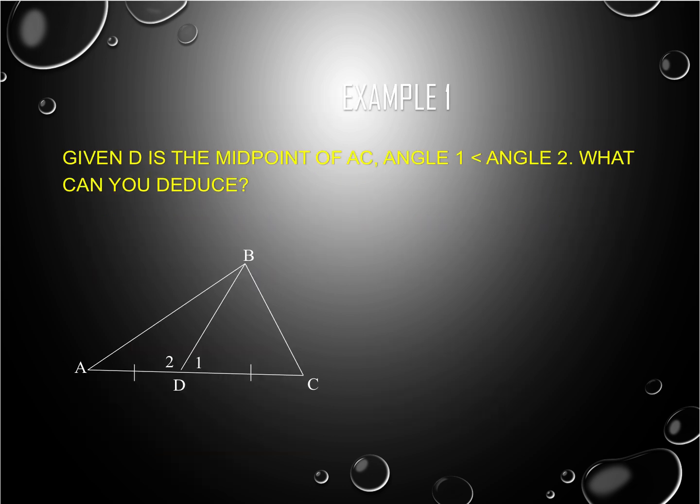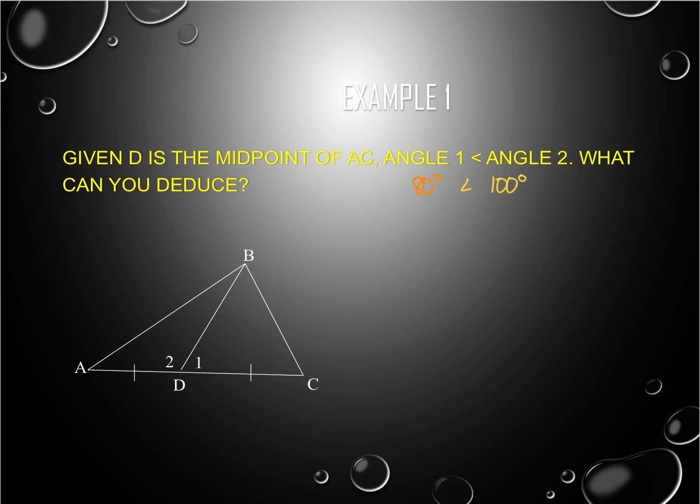All right, looking at example number 1, it says, given D is the midpoint of AC, angle 1 is less than angle 2, what can you deduce? So what can you determine? When I'm looking at this, first thing I know is that angle 1 is less than angle 2. So I'm just going to go ahead and give those angles a measurement just so I can use that. I'm going to say angle 1 is 80 degrees, and angle 2 is going to be 100 degrees.